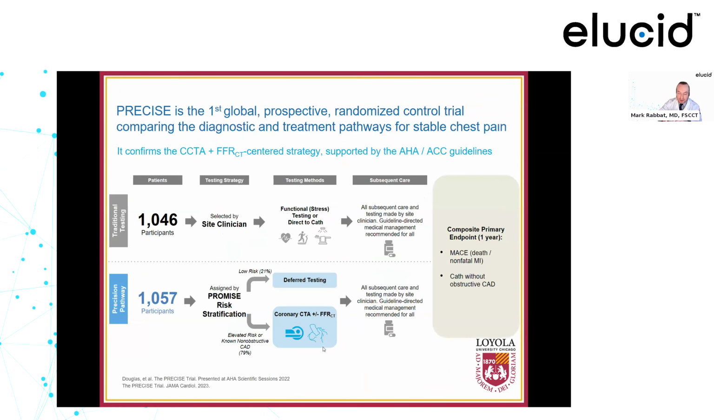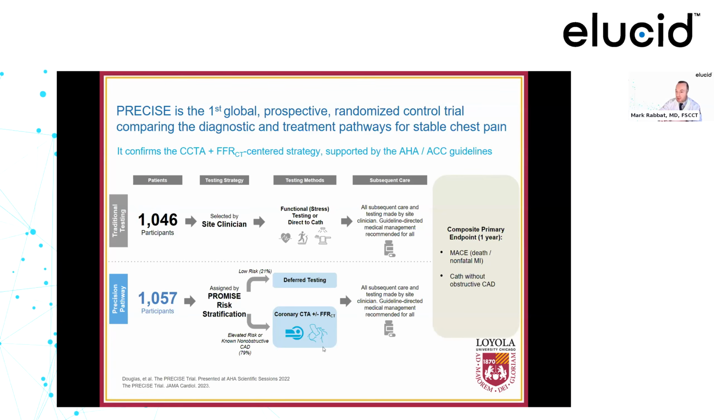So I'd like to start by discussing the PRECISE trial. PRECISE is the first global prospective randomized controlled trial comparing the diagnostic and treatment pathways for stable chest pain. And it really confirmed the CT first strategy and FFRct when indicated, which is in support of the ACC and AHA chest pain guidelines. So PRECISE enrolled over 2,100 patients.